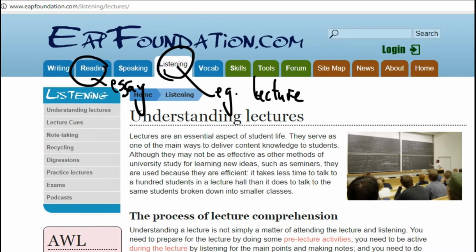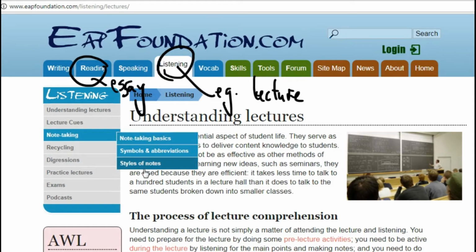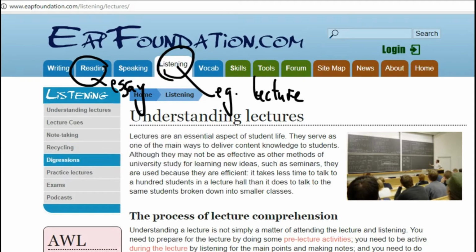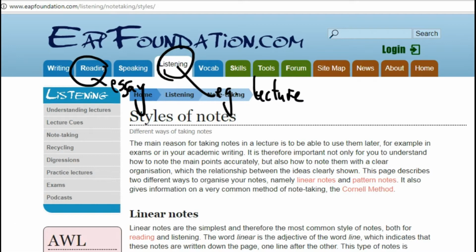Today's tutorial will be focusing on different ways to record the information, in other words, different styles of notes. We'll be looking at two main styles of notes. First of all, linear notes, and then pattern notes. We'll also have a brief look at a very well-known note-taking system, the Cornell Method. Let's begin then by looking at linear notes.